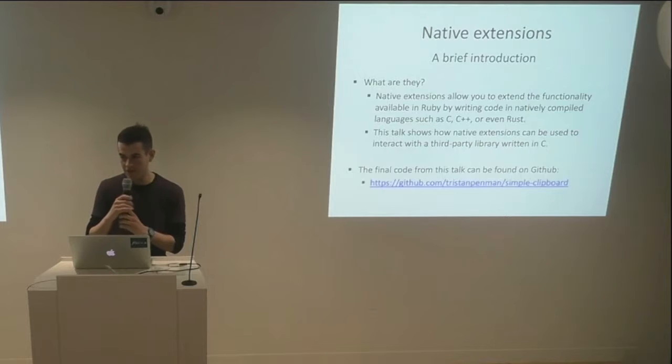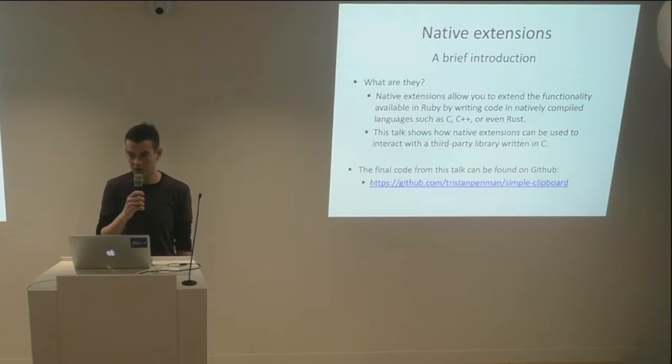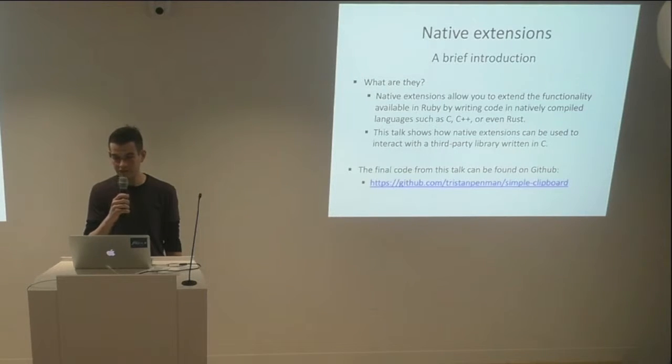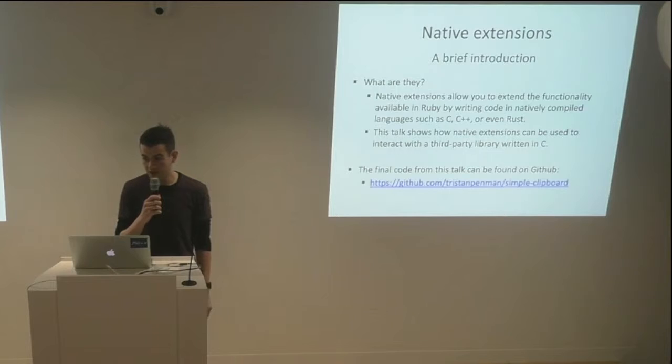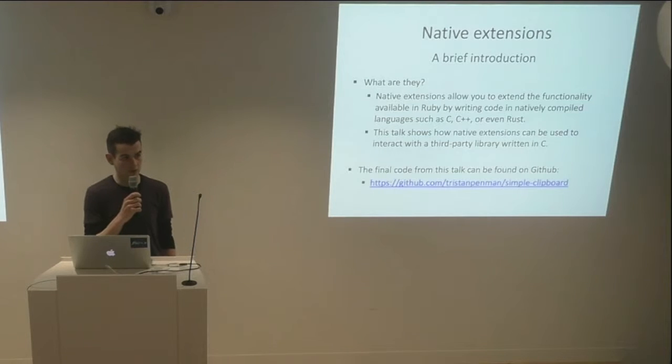So the topic we're talking about tonight is native extensions. So what is a native extension? A native extension is something that allows you to extend the functionality of Ruby using native code. So that's code written in languages like C, C++. More recently, I've seen people using Rust. It's a very popular contender. And what we're looking at in this talk is a bit of an example of how you can use a native extension to talk to a third-party library using Ruby.